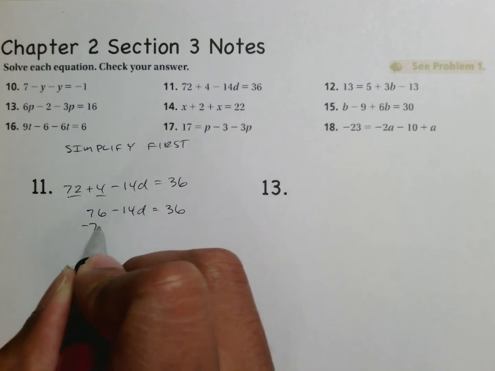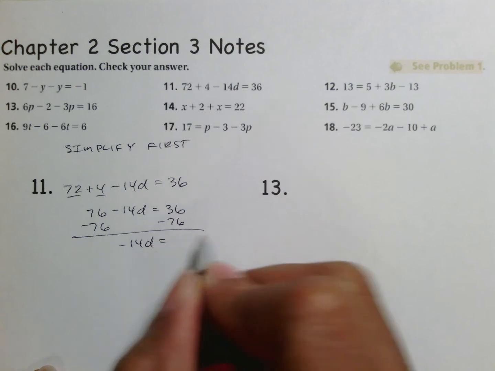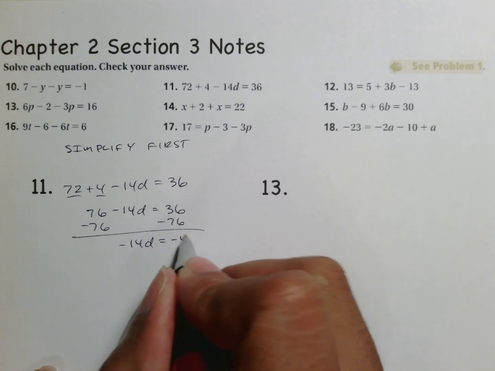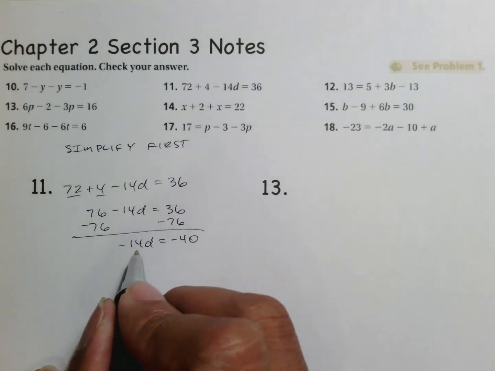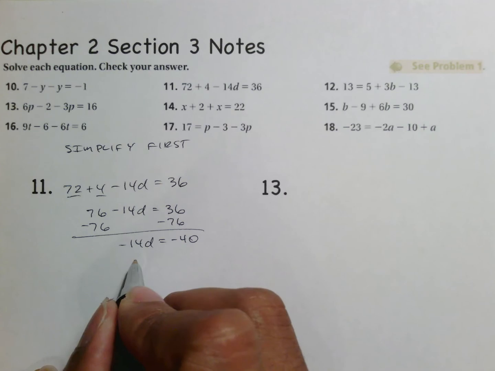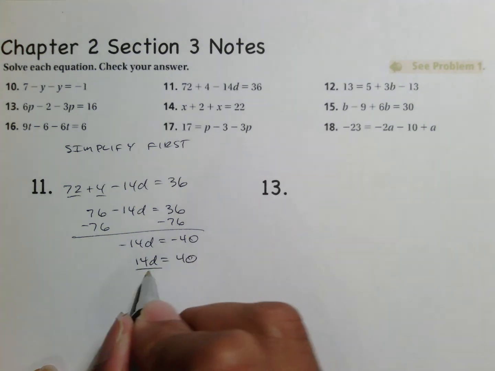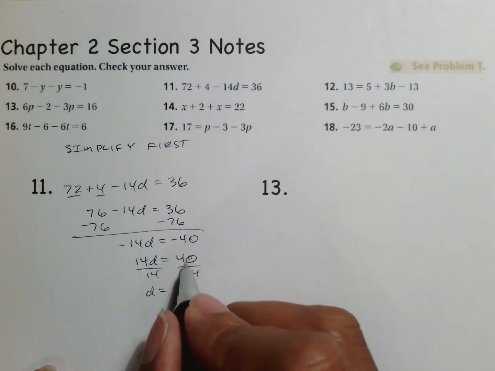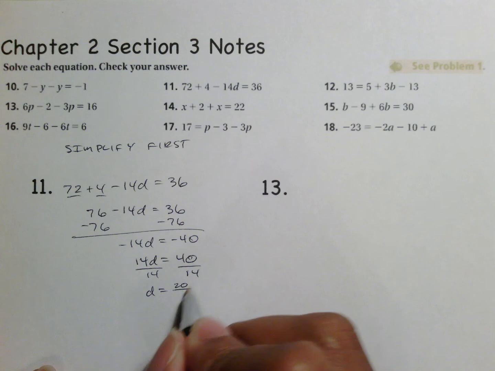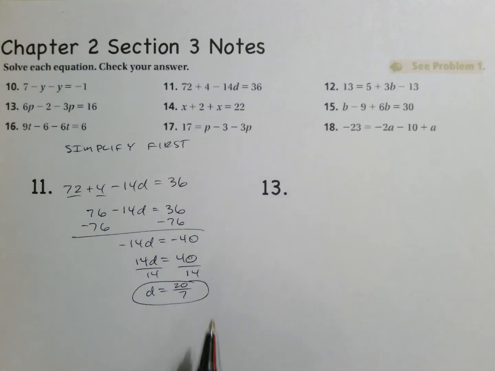14 is the closest thing to d, so I subtract 76. Negative 14d comes down. 36 minus 76, I believe, is negative 40. Now remember, I told you I don't like a negative number on my coefficient, so what I'm going to do is switch all the signs and then divide by 14. From what I know, both of these are at least even, which means that 40 would turn into 20, 14 would turn into 7. That's as far as you go.